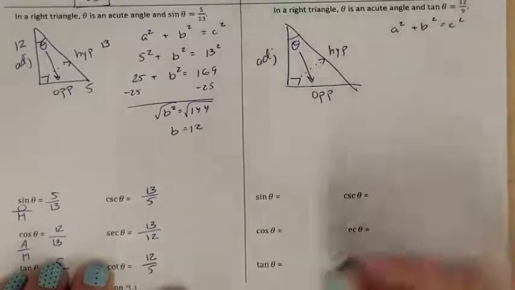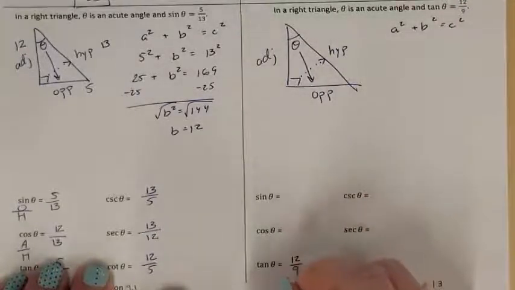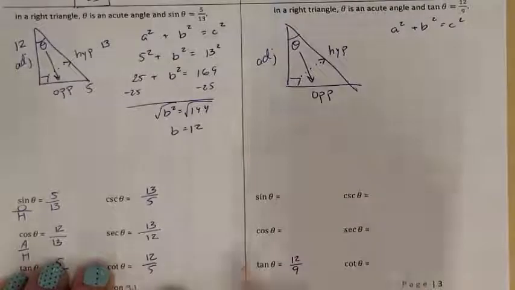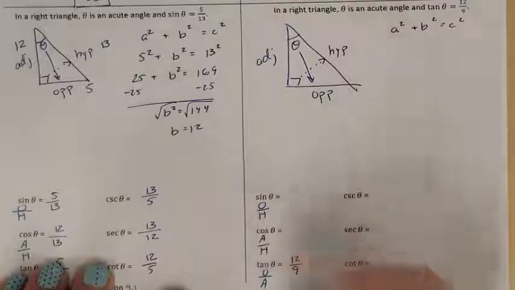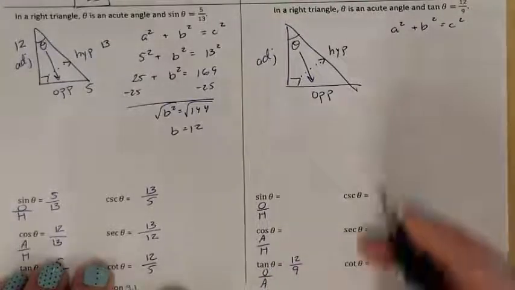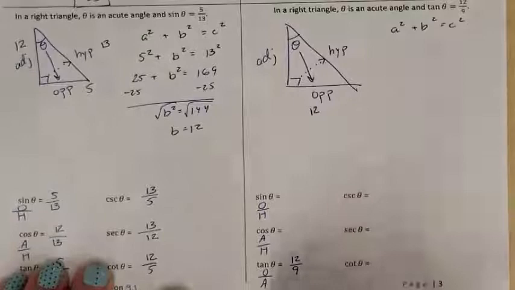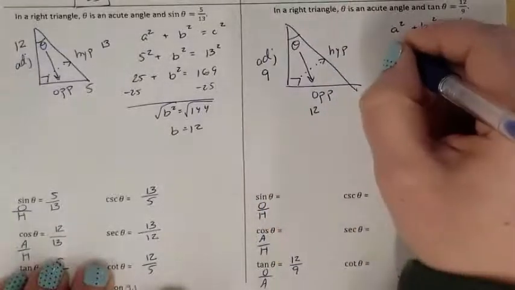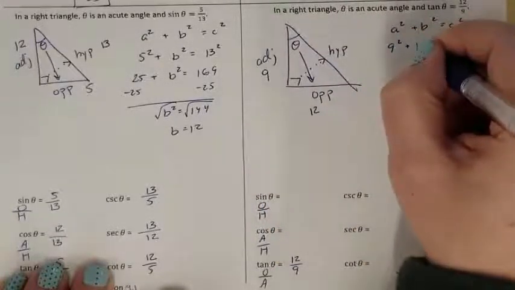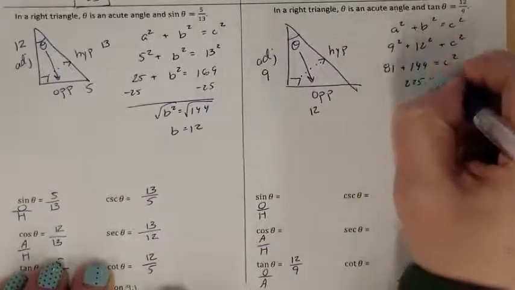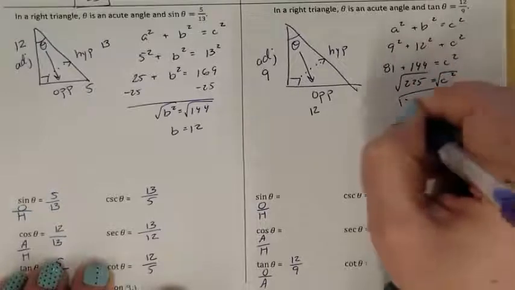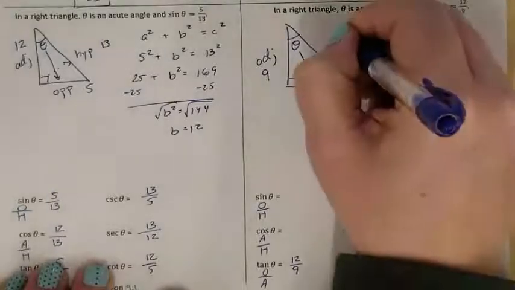So it was tangent that we knew. We knew tangent was 12 over 9. Well, what does tangent actually give us? So here's SOHCAHTOA. So tangent actually gave us opposite to be 12 and gave us our adjacent to be 9. So we're missing our hypotenuse. So let's go ahead and solve for our hypotenuse. So we just found c, which is our hypotenuse, to be 15.